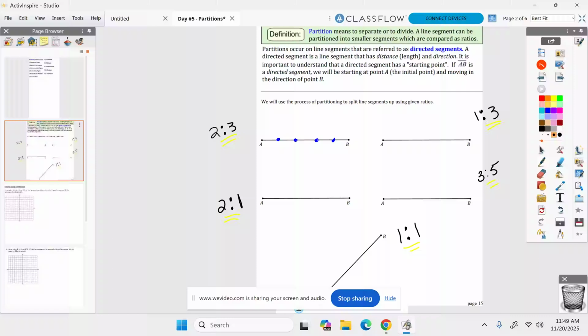Out of all these points that are on the line segment, which one represents the one that breaks it up into 2 to 3? 2 to the left, 3 to the right. And hopefully we are pointing to that one right there. Because look, 2 to the left, 1, 2, 3 to the right. That is the point that breaks AB up into a ratio of 2 to 3. All right? Let's keep doing this.